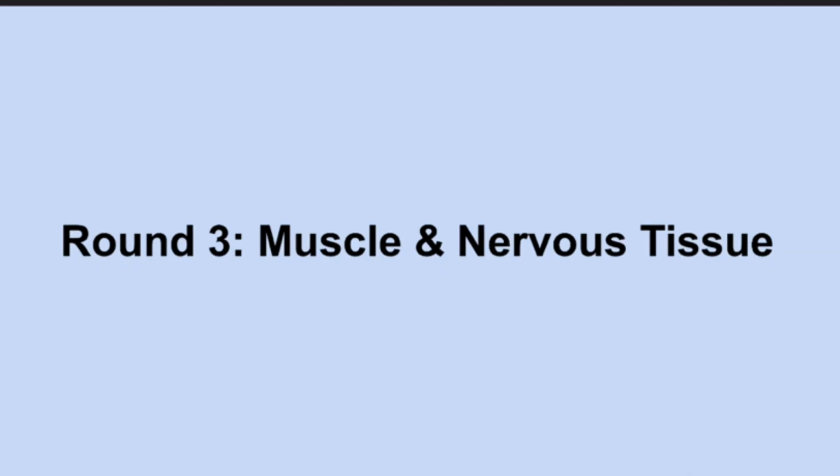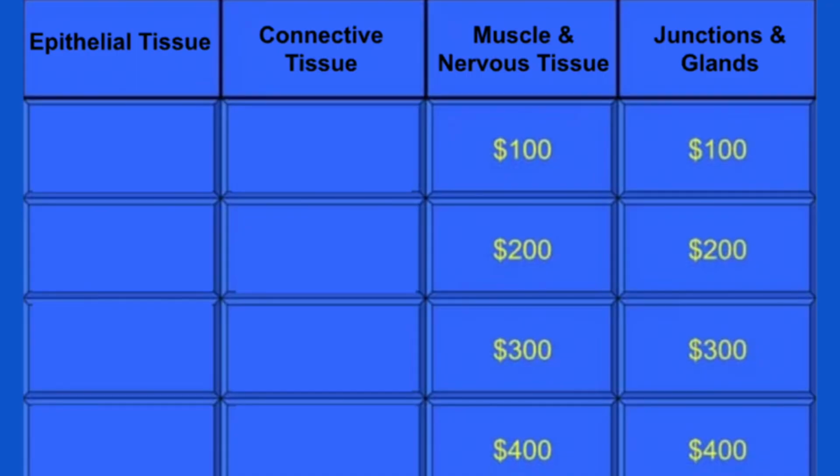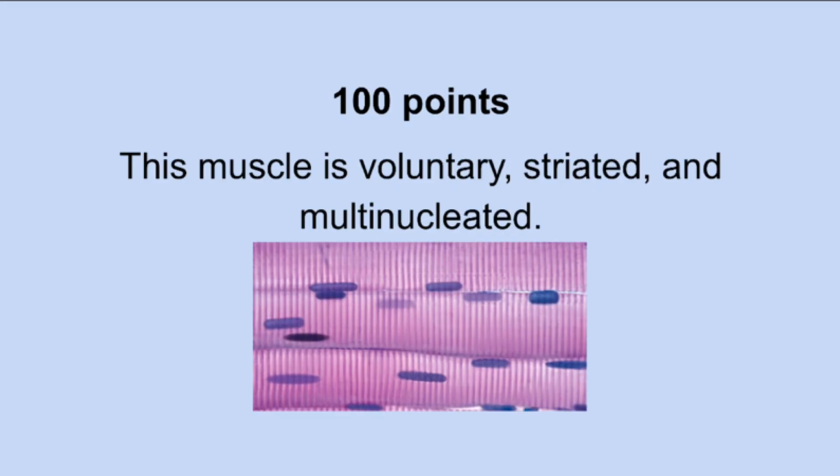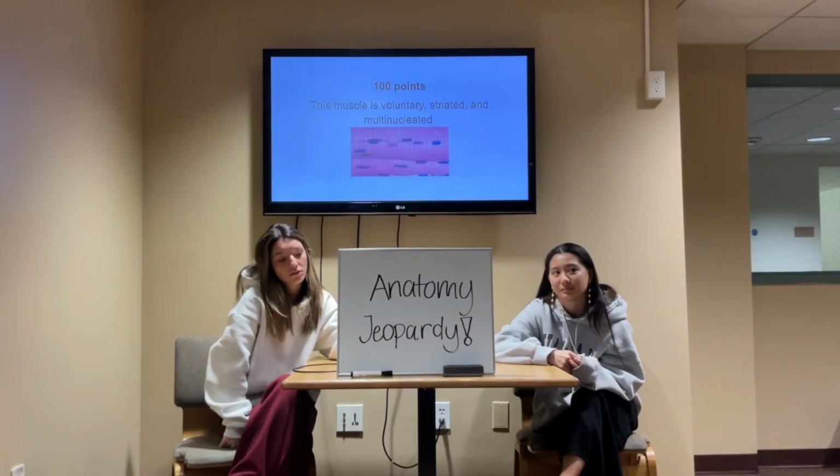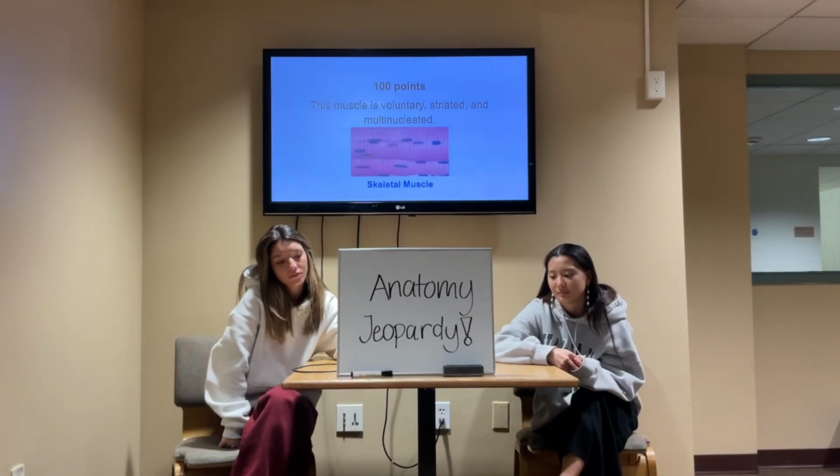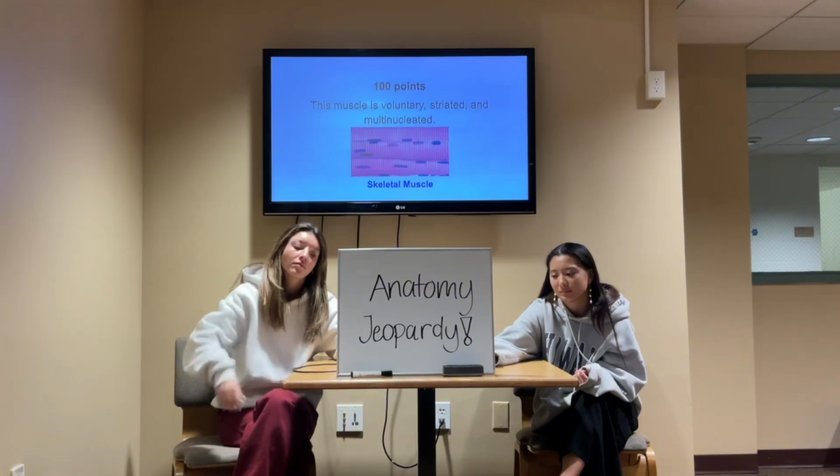Round 3, muscle and nervous tissue. For 100 points, this muscle is voluntary, striated, and multinucleated. What is skeletal muscle? Right. The multiple nuclei help their large size and support their metabolic demands.